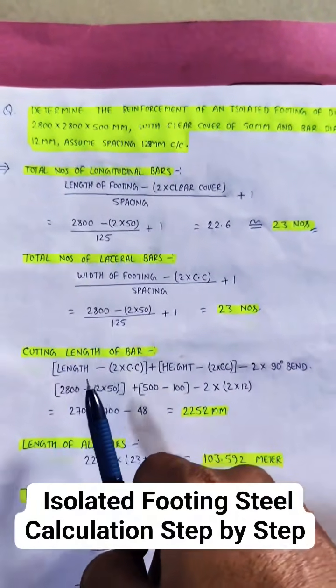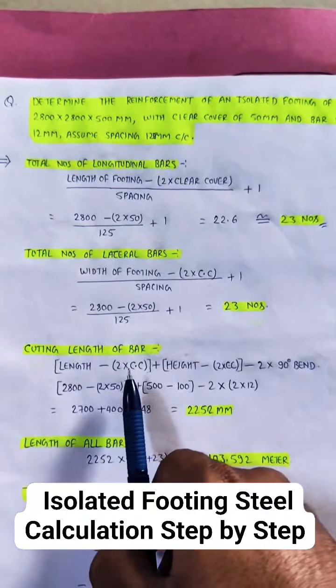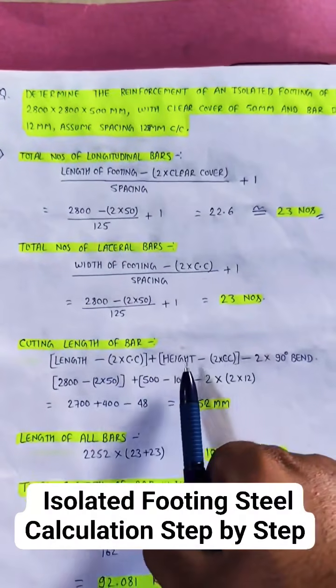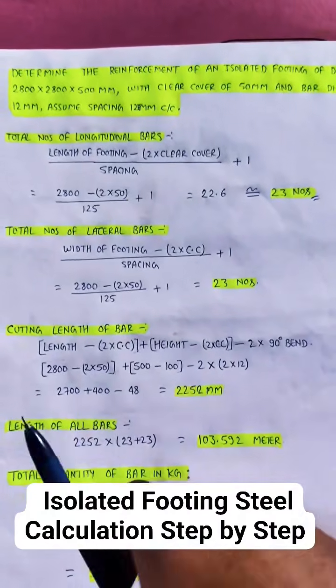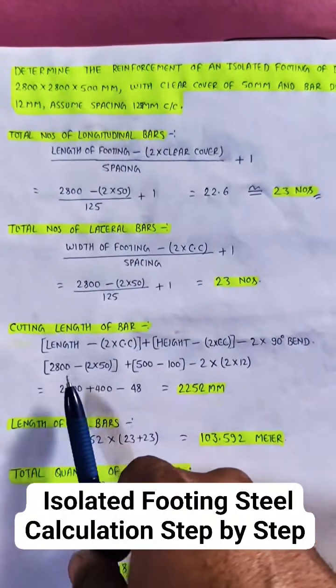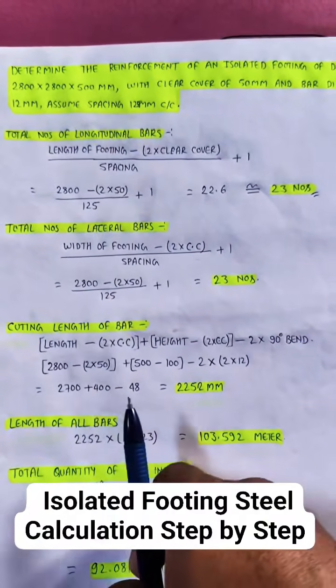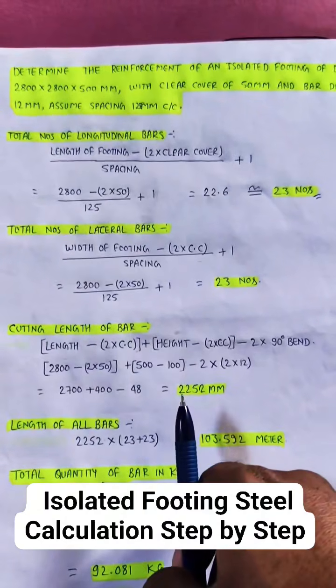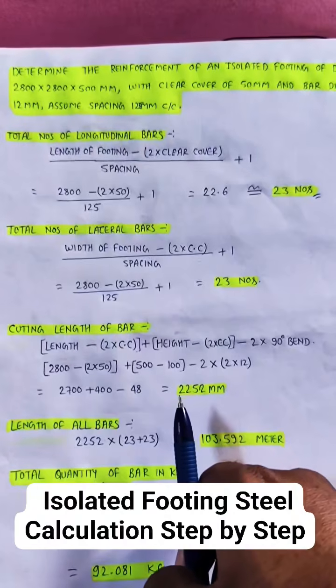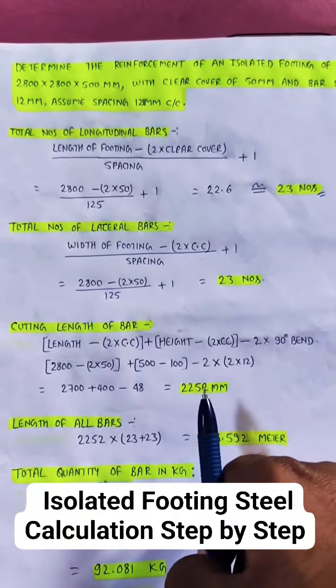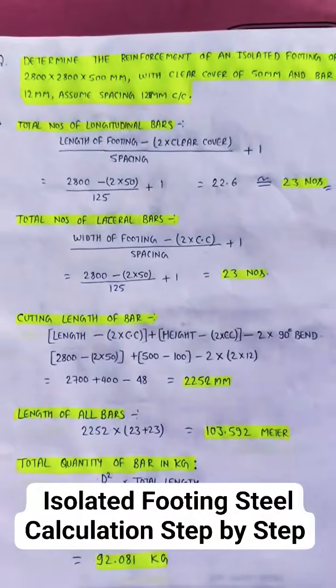Cutting length of bar: total length minus 2 into clear cover, plus height minus 2 into clear cover, minus 2 into 90 degree bend. We got the value 2 meter, 2252 mm in total length.